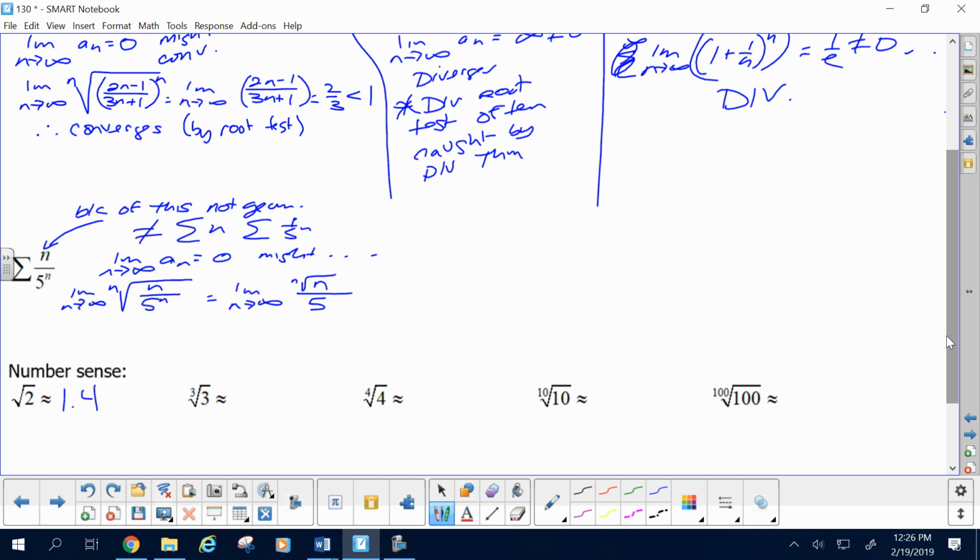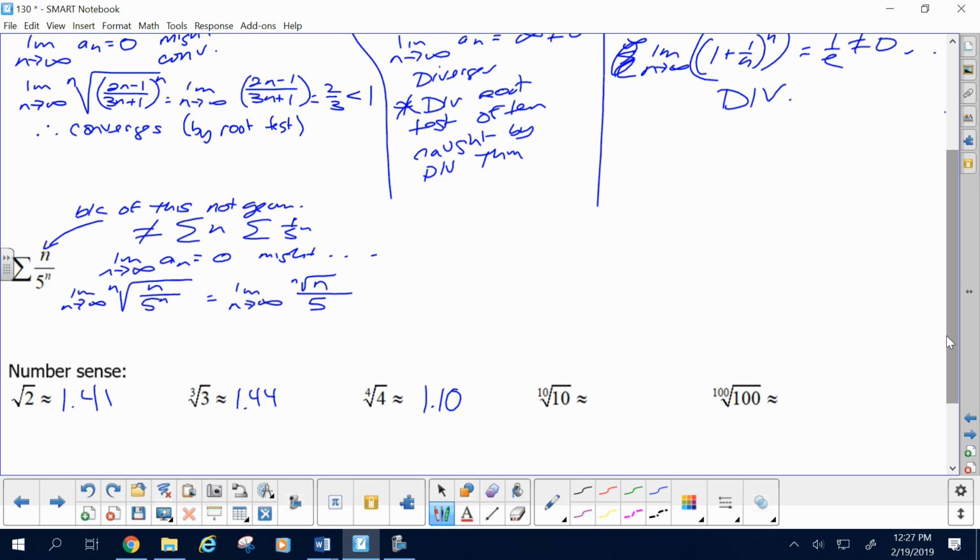1.44. 1.41. The fourth root of 4. What times itself 4 times would equal 4? Talk to me about what kind of number that would be. It would also be above 1. Close to 1, but couldn't be too much above 1. 1.104. 10 to the 10th is what I jumped to.